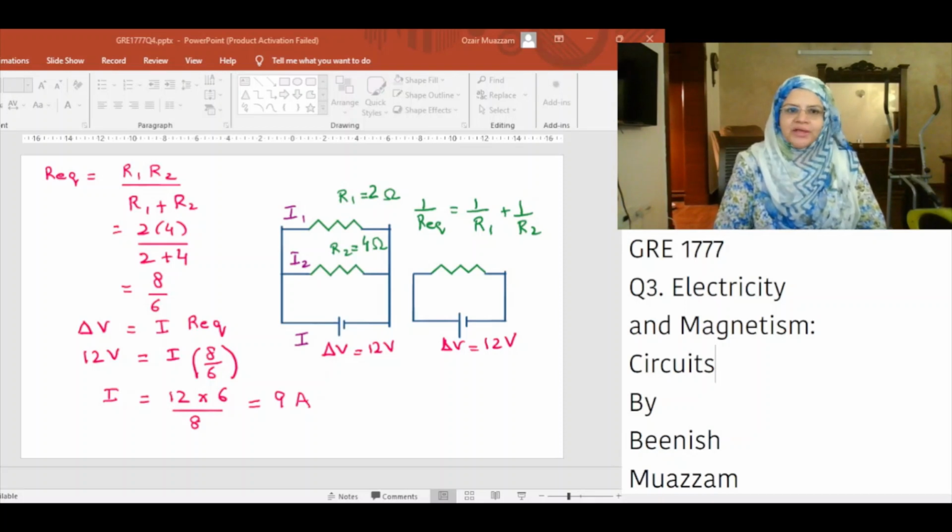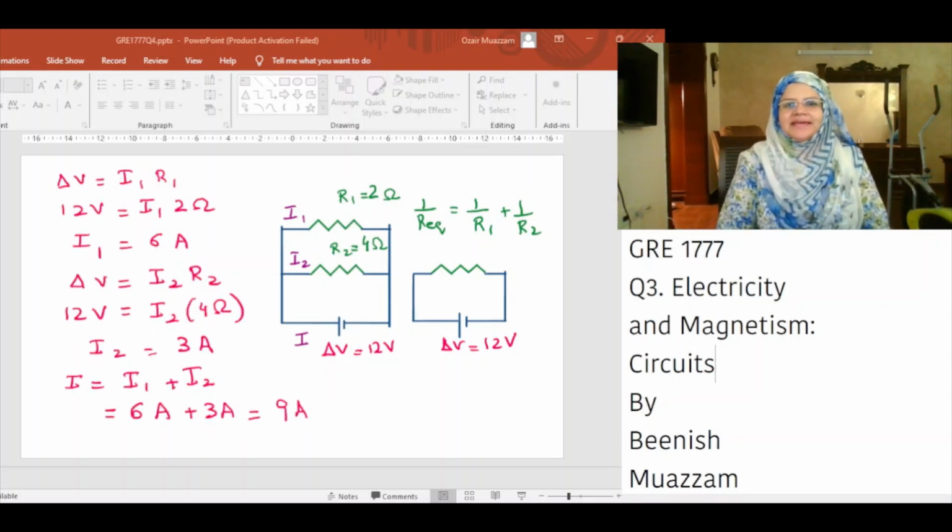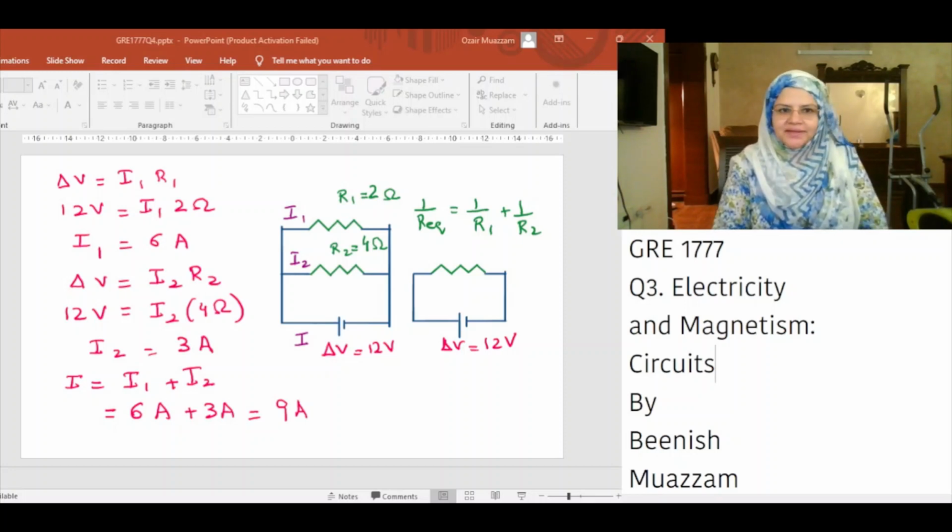Delta V, the potential difference, is equal to I, that is the total current, into R equivalent. This is equal to 12 volt is equal to I into 8 over 6. This gives a total current of 9 amperes. Delta V is equal to I1 R1. Delta V is equal to 12 volt. R1 is equal to 2 ohm. I1, the current through resistor R1, is equal to 6 ampere.